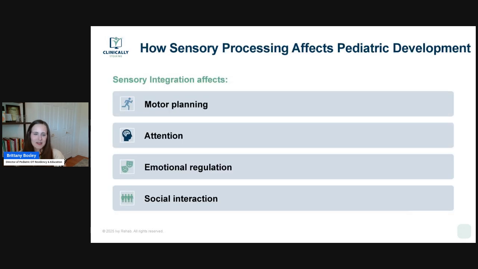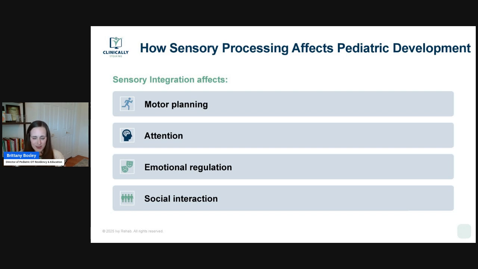So more specifically, how sensory processing affects pediatric development. Early intervention is key to helping children with sensory processing difficulties develop coping strategies and improve their sensory processing skills. One of the first things that sensory integration affects is someone's motor skills and motor planning. So proper sensory processing supports motor planning, which is also called praxis, and coordination, which is essential for developing gross and fine motor skills to complete those activities of daily living. Children need to process sensory information correctly and accurately to plan to execute movements such as walking, running, and writing.